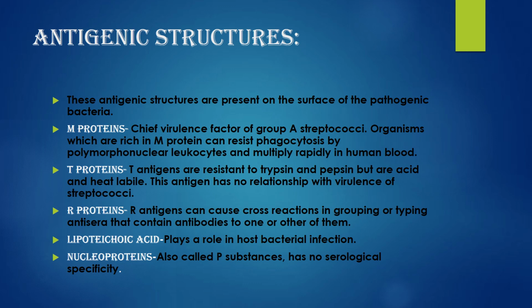Now, what are these polymorphonuclear leukocytes? They are leukocytes having more than one nucleus. As the phagocytosis is prevented, the immune system is weakened and the bacteria can multiply rapidly in human blood and cause the infection. Moving on to T proteins. T proteins do not have any relationship with the virulence of streptococci. R antigens can cause cross reactions in grouping or typing antisera that contain antibodies to one or other of them. Lipoteichoic acid. Now, what is the role of lipoteichoic acid?